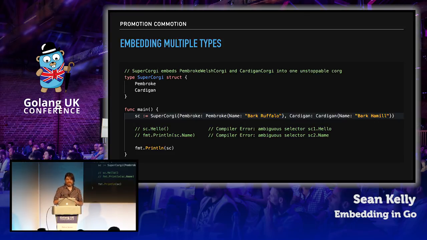So the compiler will basically say, hey, you can't do that. That's an ambiguous selector. That selector is illegal, and I'm going to stop you from even compiling this program, because come runtime, I'm not going to be able to tell which one you actually wanted me to talk to, which one you actually wanted me to send that request down to.